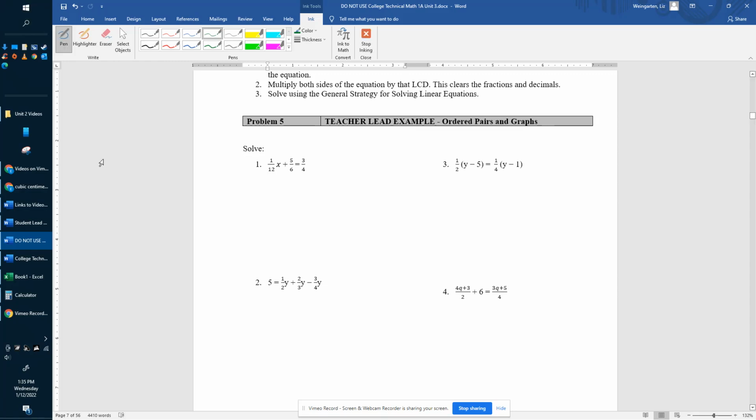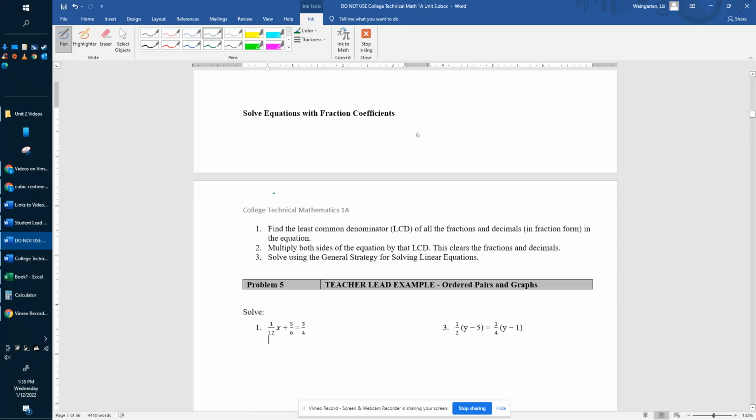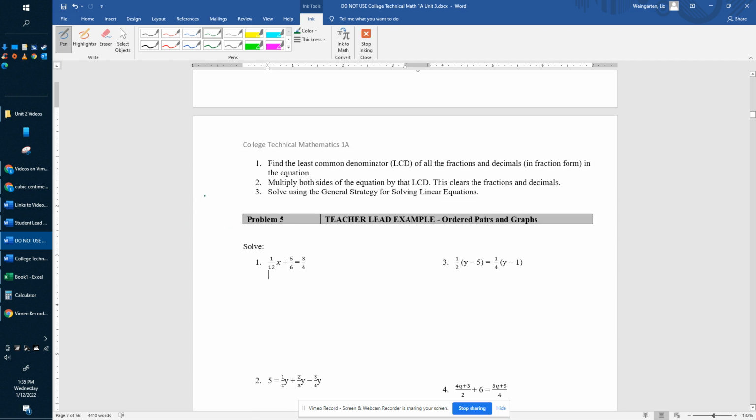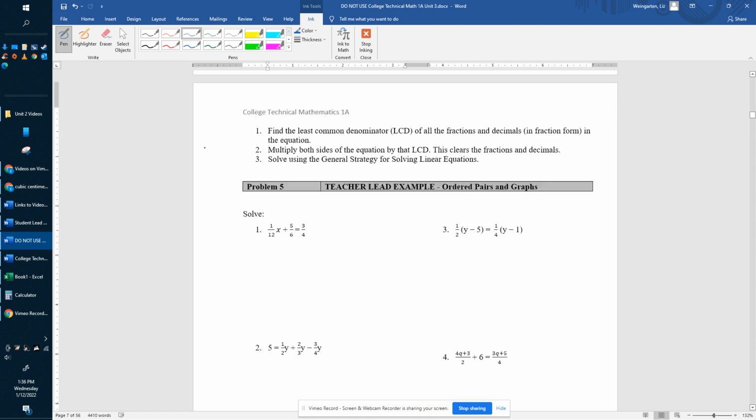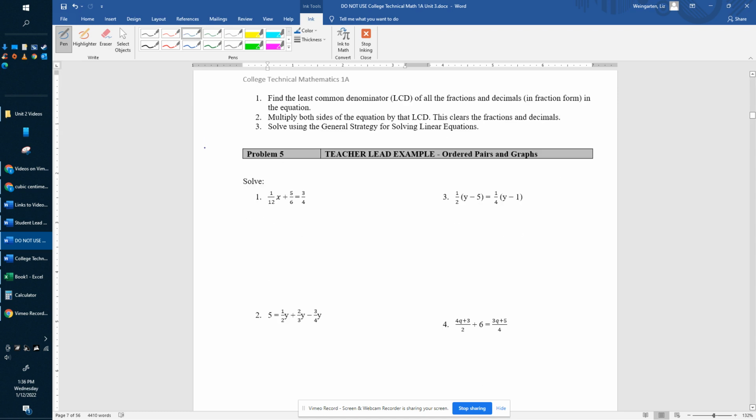Now let's take a look at solving equations that have fraction coefficients. The first thing we're going to do is find the lowest common denominator, or sometimes called the least common denominator. Then we are going to multiply both sides by that least common denominator and clear all of the fractions or decimals if your problem happens to have decimals. Then we're going to solve like we normally would.